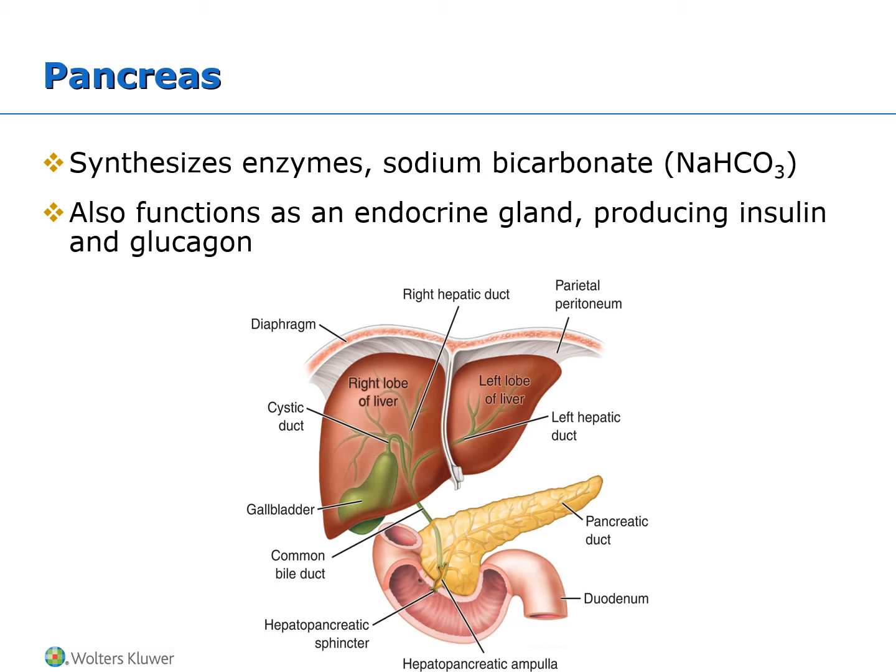Now we'll discuss the pancreas, which is a long gland that extends between the spleen and the duodenum. It's located in the upper and middle part of our abdominal cavity. However, both the duodenum and the pancreas are what are called retroperitoneal organs. They are outside the peritoneum.